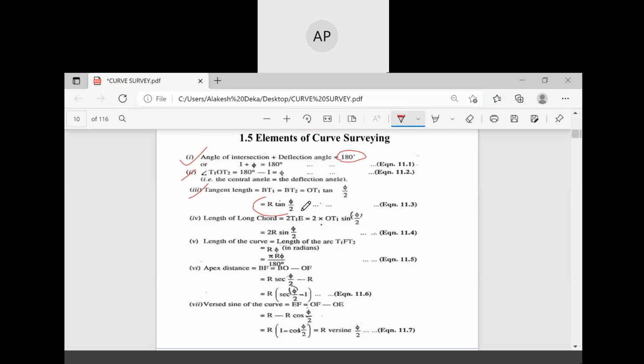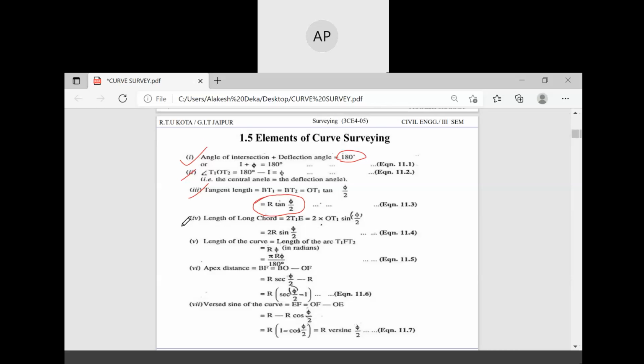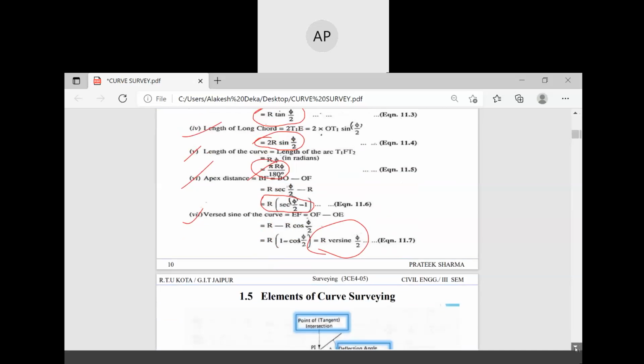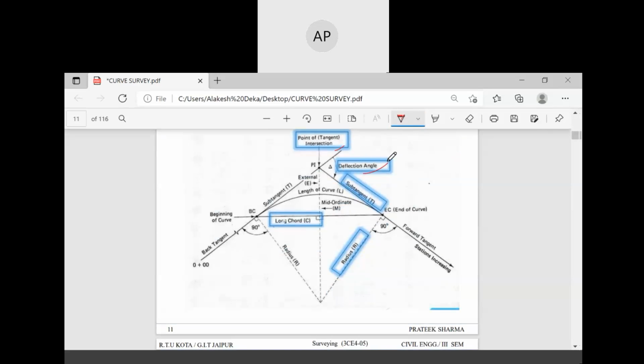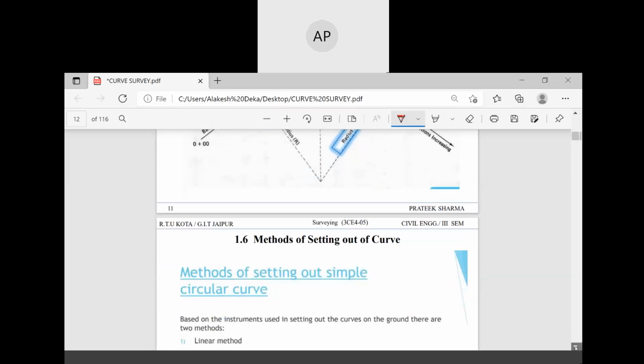Tangent length is given by R tan phi by 2. Length of chord is twice R sine phi by 2. Length of the curve is given by pi R phi divided by 180 degrees. The apex distance formula is R times (sec phi by 2 minus 1). The first side of the curve is R sine phi by 2. These are the elements of curve surveying: point of intersection, deflection angle, chord length, radius, already discussed.